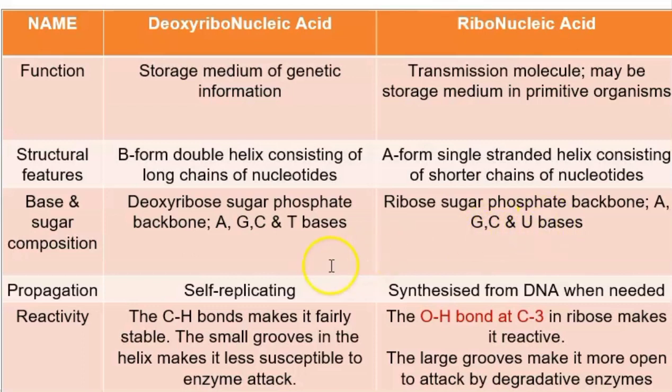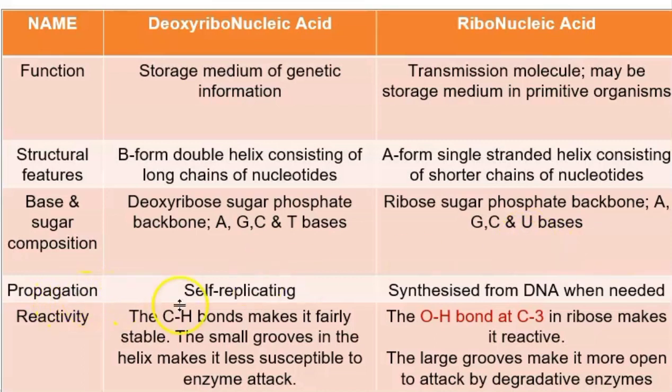So if you look at it, the difference here is thymine and uracil. In DNA you have thymine and you don't have uracil; in RNA you have uracil and you don't have thymine. That's what we mean.